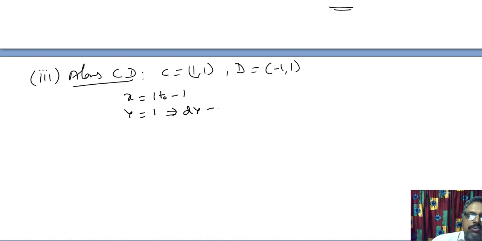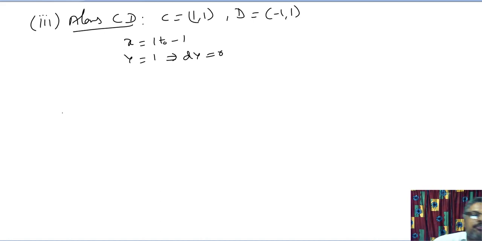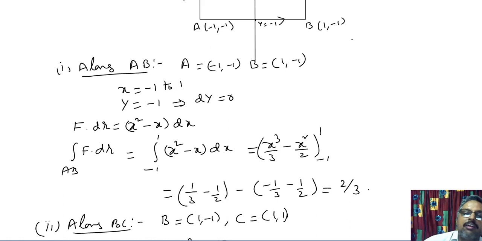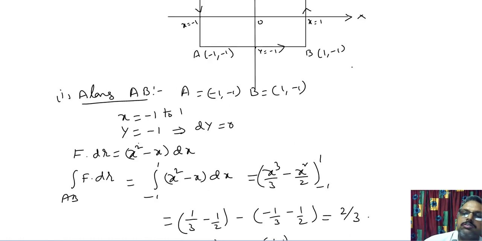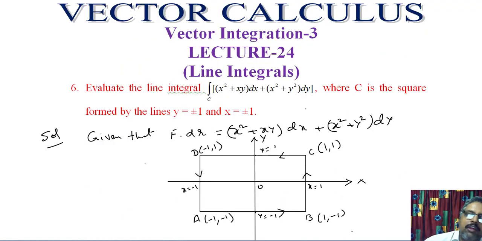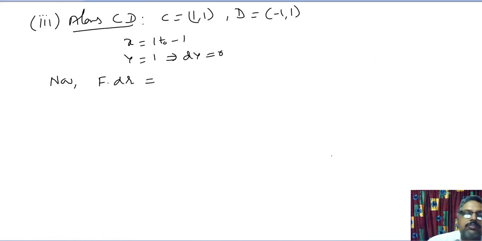Now dy equals 0. Now what is F dot dr? Since dy is already 0, in F dot dr we put y equals 1, so we get x square plus x dx.